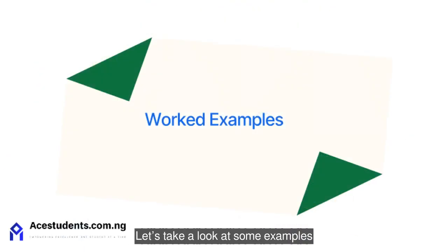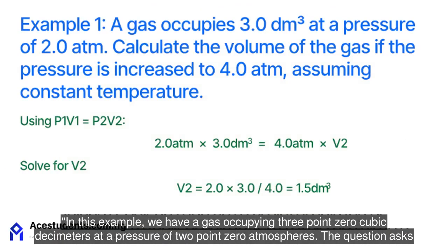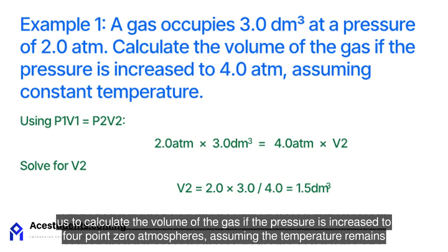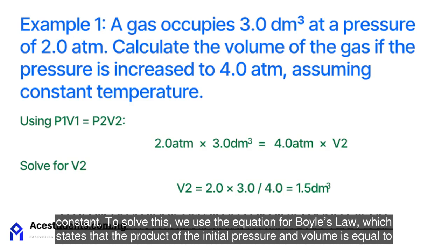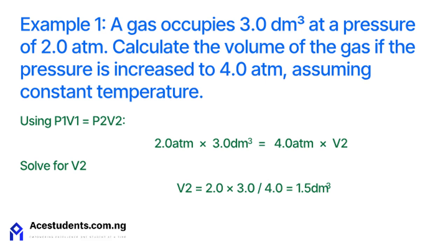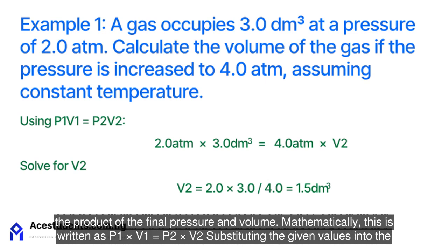Let's take a look at some examples. In this example, we have a gas occupying 3.0 cubic decimeters at a pressure of 2.0 atmospheres. The question asks us to calculate the volume of the gas if the pressure is increased to 4.0 atmospheres, assuming the temperature remains constant. To solve this, we use the equation for Boyle's law, which states that the product of the initial pressure and volume is equal to the product of the final pressure and volume. Mathematically, this is written as P1 times V1 equals P2 times V2.